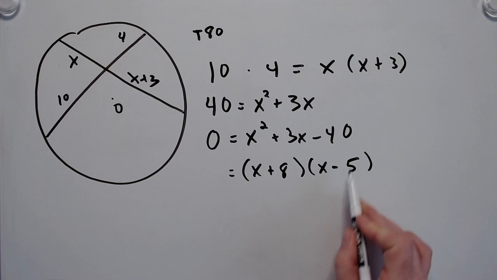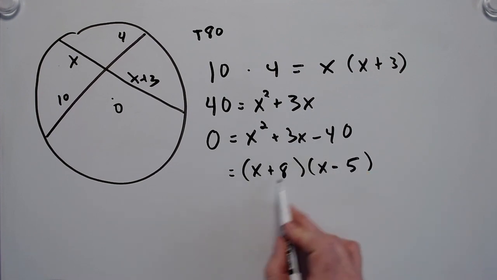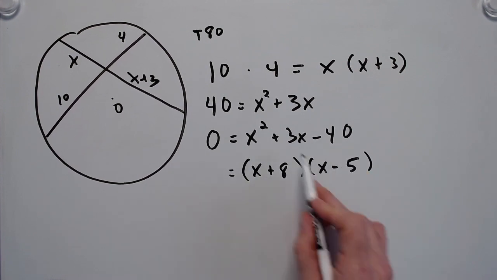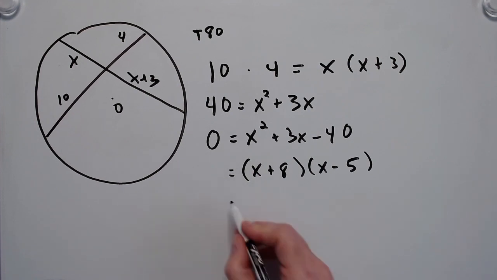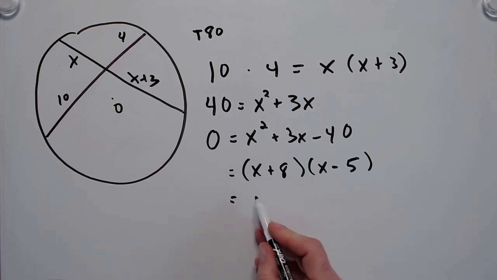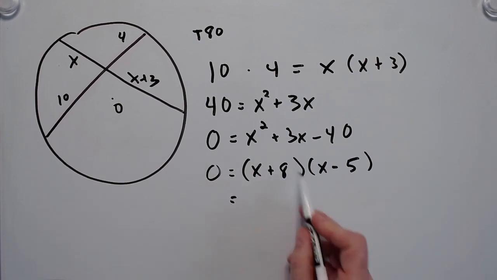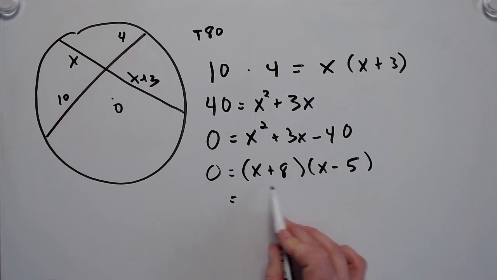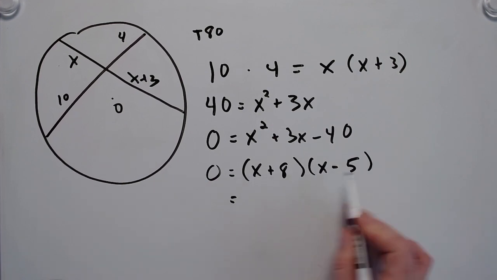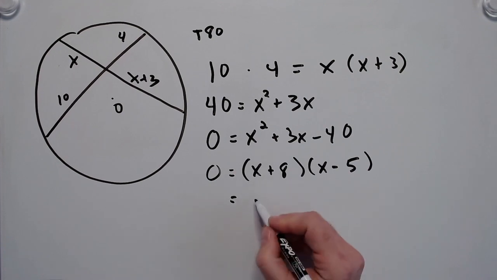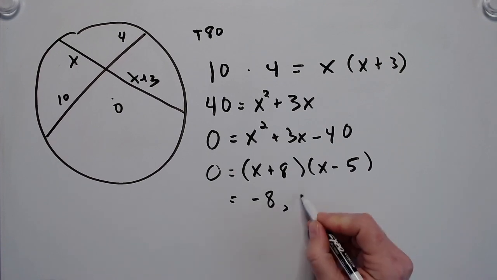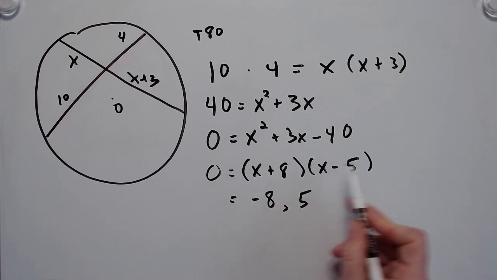8 times negative 5 is negative 40. We're going to end up with an 8x and a minus 5x. It gives us a 3x. So in this case, we know that x has to equal 0 when we multiply it out. So this would have to be negative 8 or 5. Those are the two answers. So it's negative 8 or 5 that would make this equal to 0.